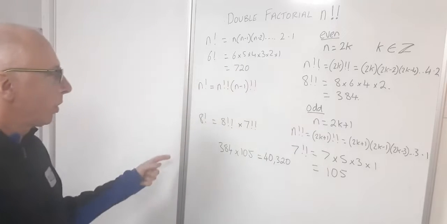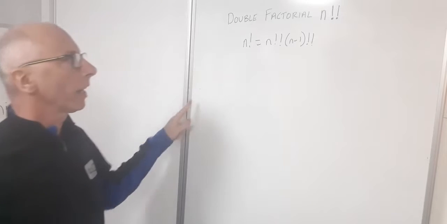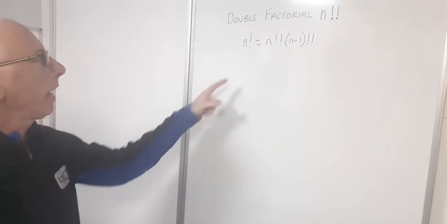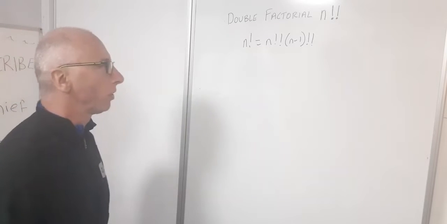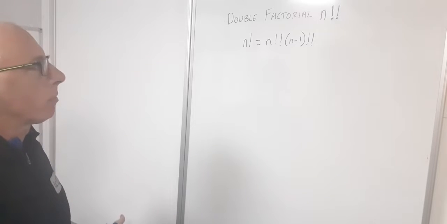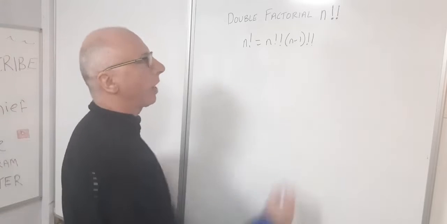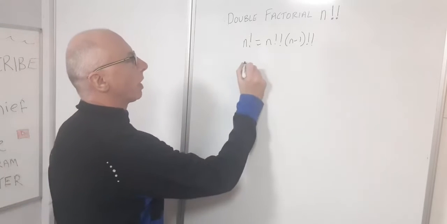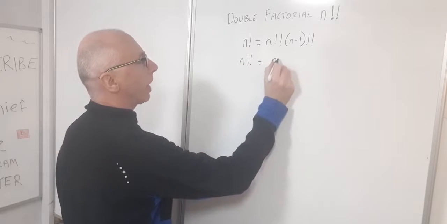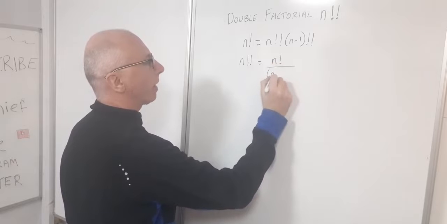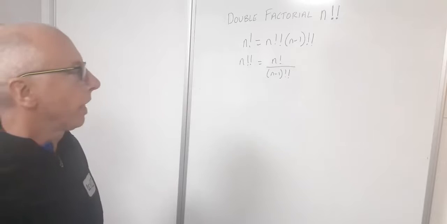So now I'm going to just clean the board off and we're going to see if we can do some manipulation on this algebra. So n factorial equals n double factorial multiplied by n minus 1 double factorial. So can we get this in terms of n double factorial? Well, of course we can. We can just divide both sides by n minus 1 double factorial. So if I bring this over this side, I've got n double factorial equals n factorial over n minus 1 double factorial. Let's just change something a little bit.